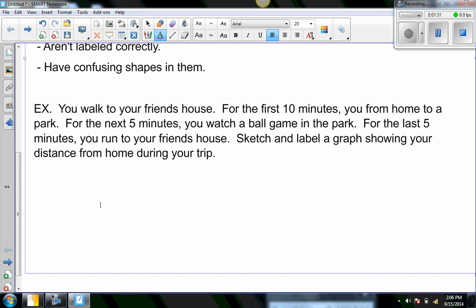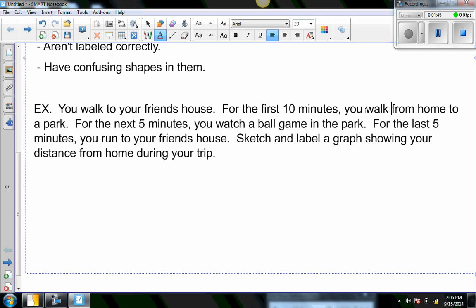So I walk to my friend's house, or you walk to your friend's house. For the first 10 minutes, you walk from home to a park. For the next 5 minutes, you watch a ball game in the park. For the last 5 minutes, you run to your friend's house. Sketch and label a graph showing your distance from home during your trip.